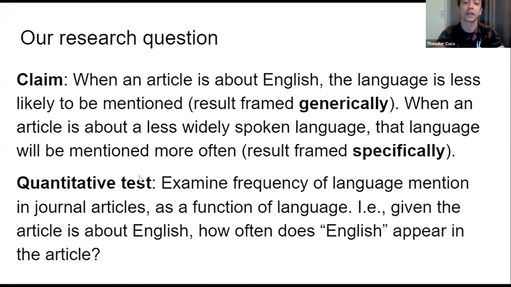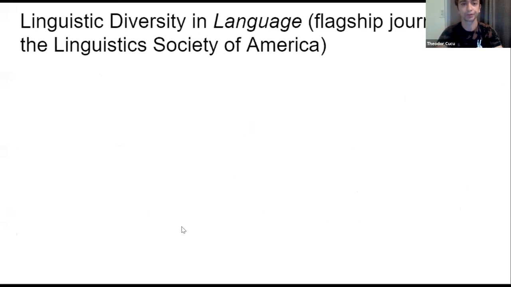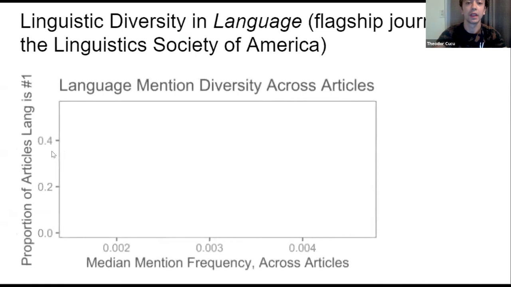And the quantitative test that we decided to do is the following. We examined the frequency of language mention in journal articles as a function of language. So given that the article is about, let's say, English, how often does the word English appear in the article? Our data comes from 658 papers from the journal Language. And to identify the focus of these papers, we measure the most frequent language in each of them. And for these languages, we measured how frequently they're named within the paper.